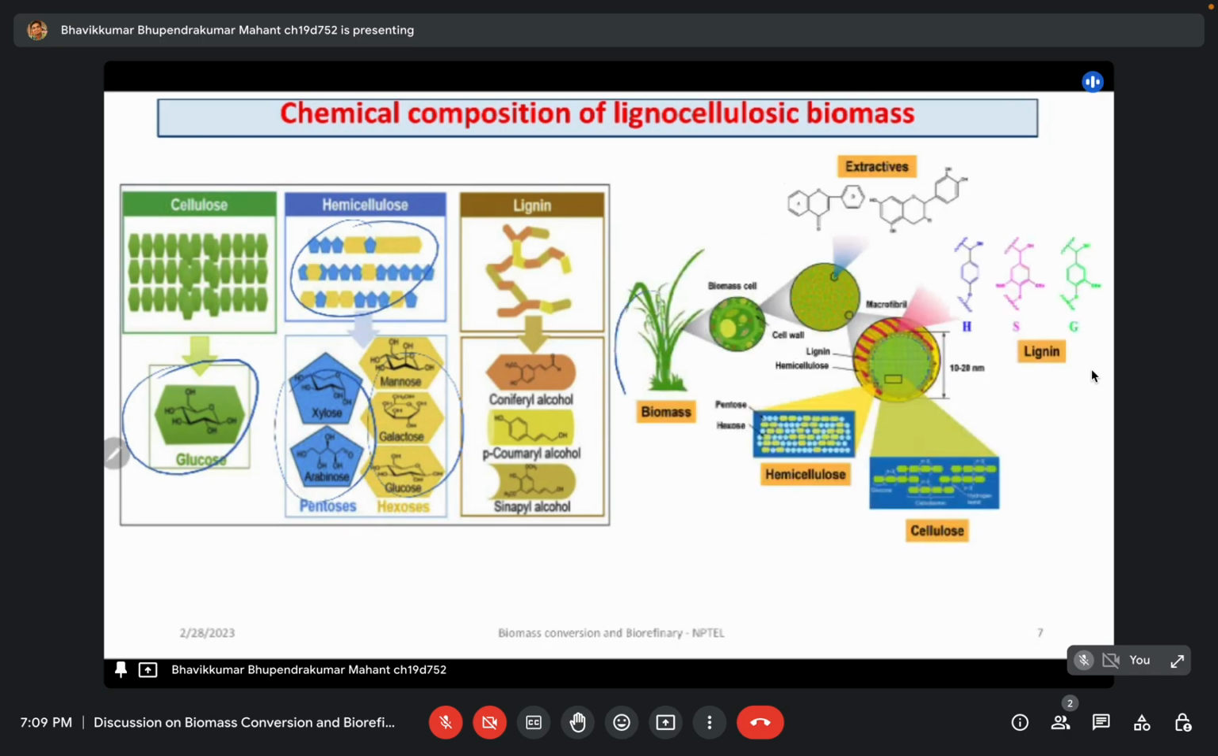And as you can see, if you take one biomass cell, it looks like this, and you can directly see the extractives in it. If you zoom in a little bit on this particular part of the cell, you will see fibrous material like lignin and hemicellulose. If you zoom in further, you can clearly see the hemicellulose and cellulose. This is how we can separate out the different compounds of the lignocellulosic biomass.